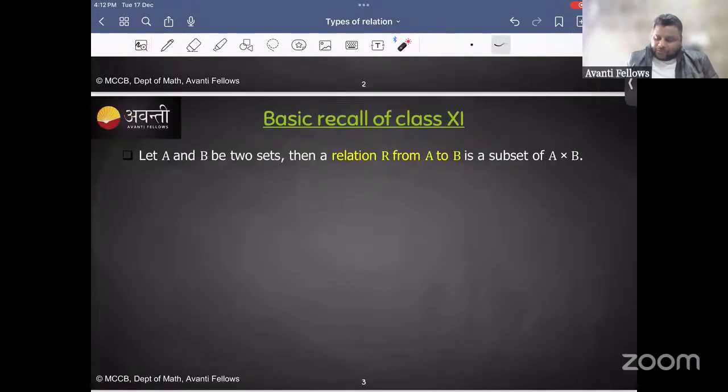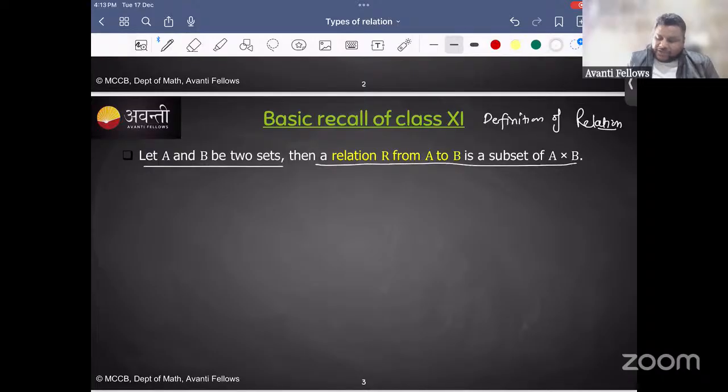If A and B are two sets, then a relation from A to B is a subset of A cross B. There comes the definition of a relation. If A and B are two sets, then the relation R from A to B is a subset of A cross B.